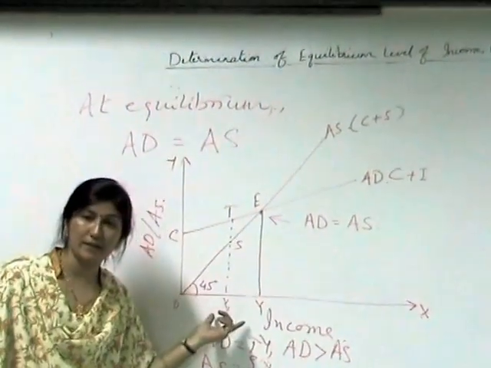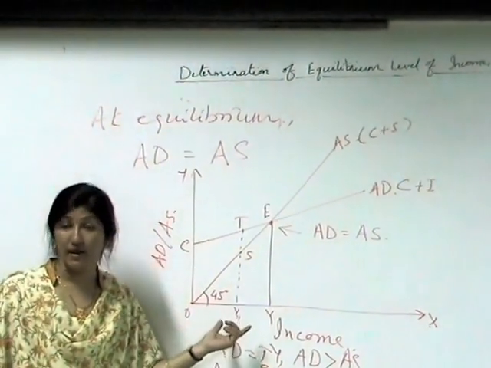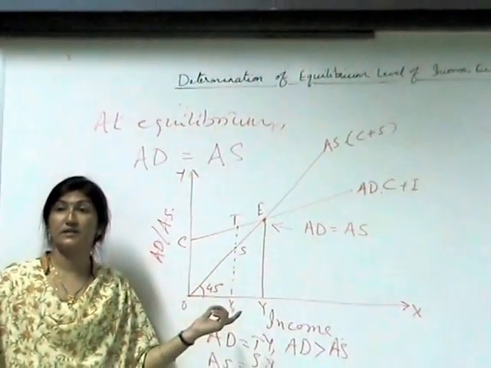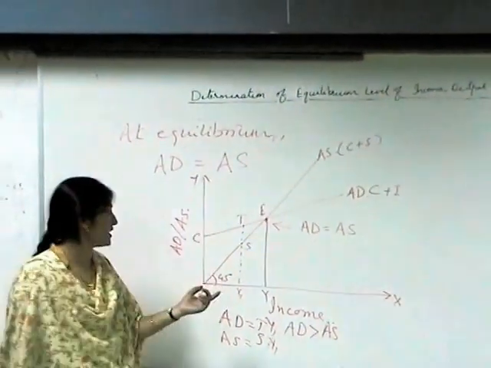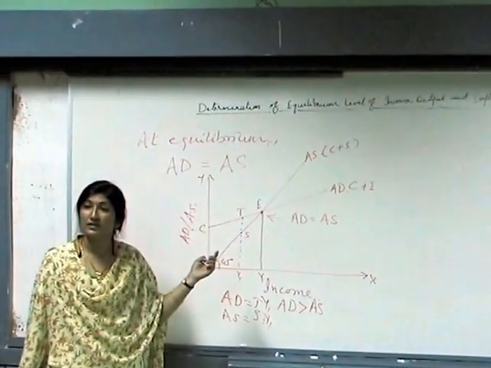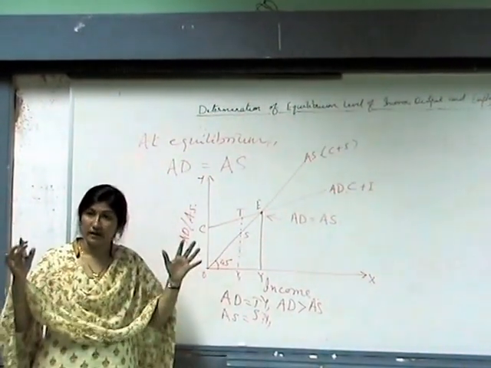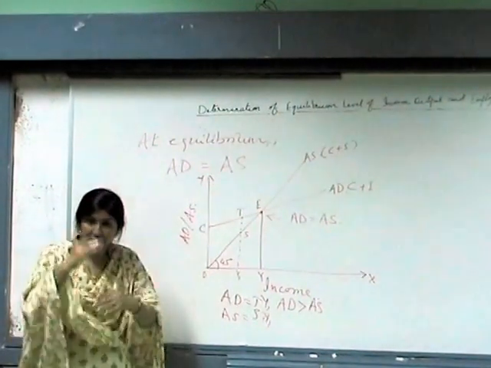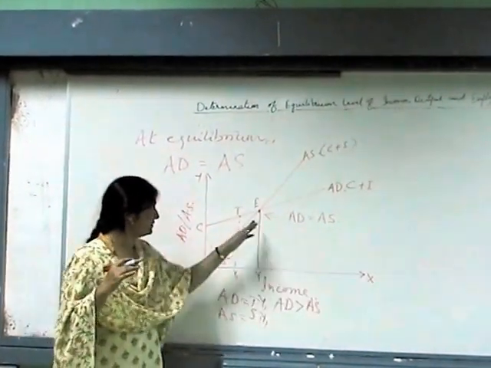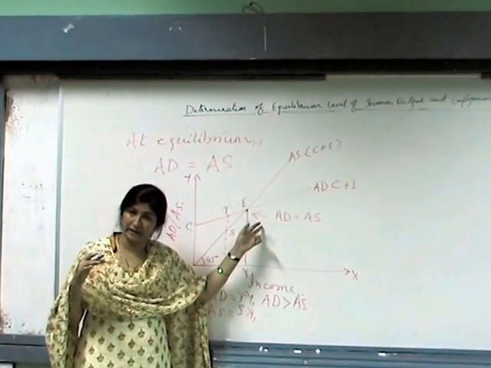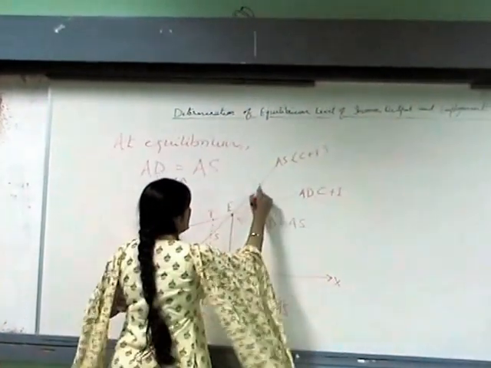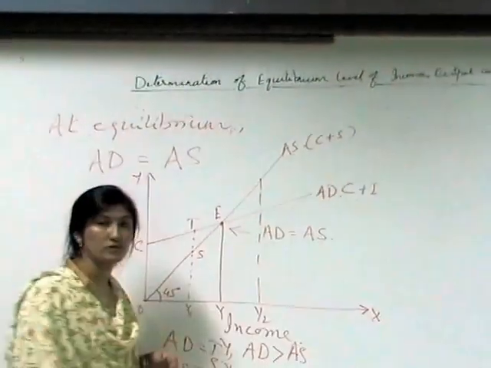Clear? Now at this point what is happening? AD is greater than AS. Means in an economy, there is a great demand for goods and services which the economy is not able to supply. So immediately the production will increase and it will try to adjust itself in such a way that again the economy is started. Same thing happens if we take any other level, which is at O by 2.